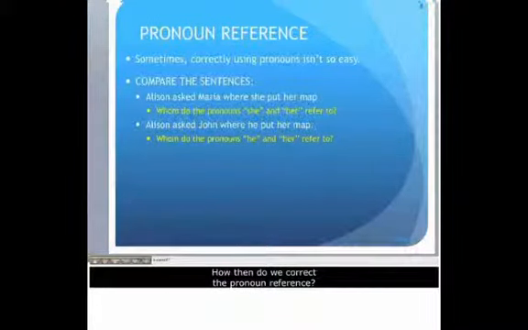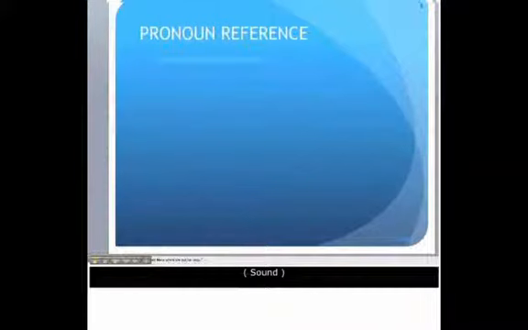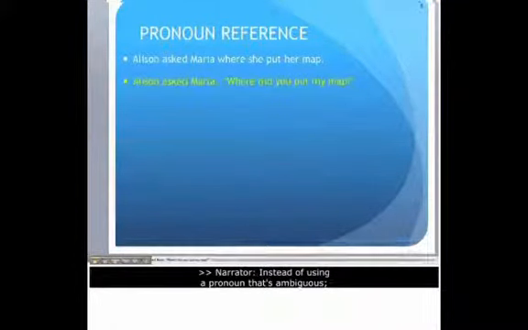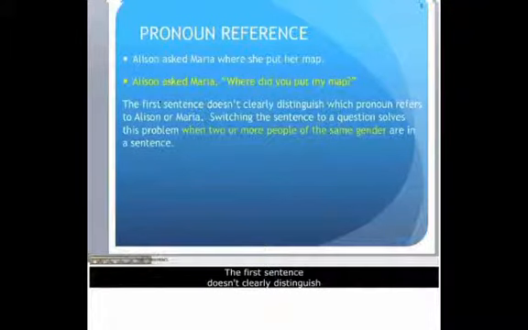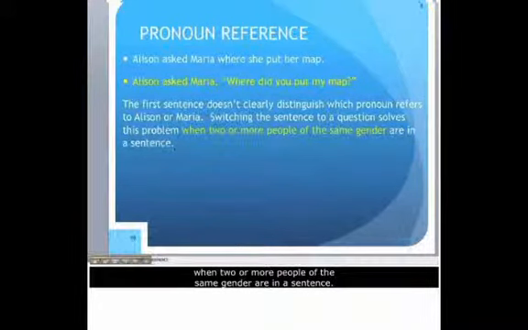How then do we correct the pronoun reference? Instead of using a pronoun that's ambiguous, where it's not clear whether it refers to Allison or Maria, we can frame the question differently. Allison asked Maria, "Where did you put my map?" Now we know that Allison is talking to Maria, and she wants to know where Maria put her map. The first sentence doesn't clearly distinguish which pronoun refers to Allison or Maria. Switching the sentence to a question solves this problem when two or more people of the same gender are in a sentence.